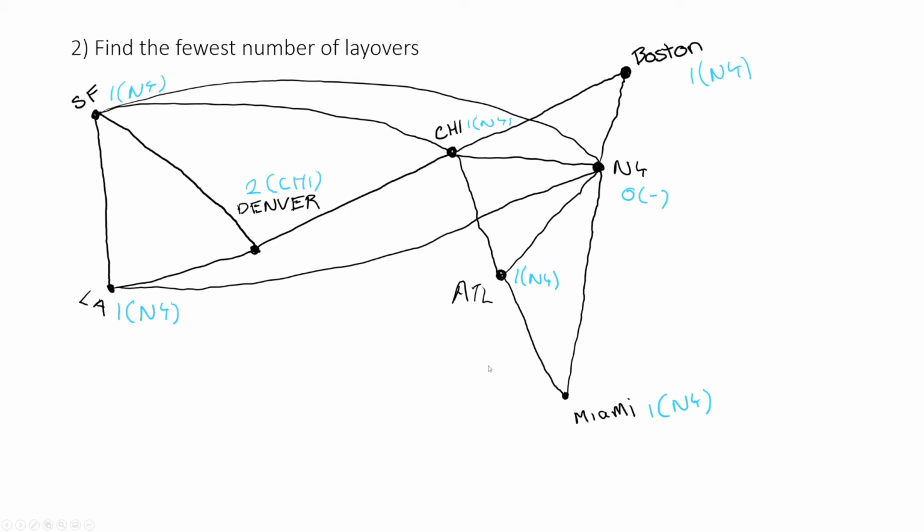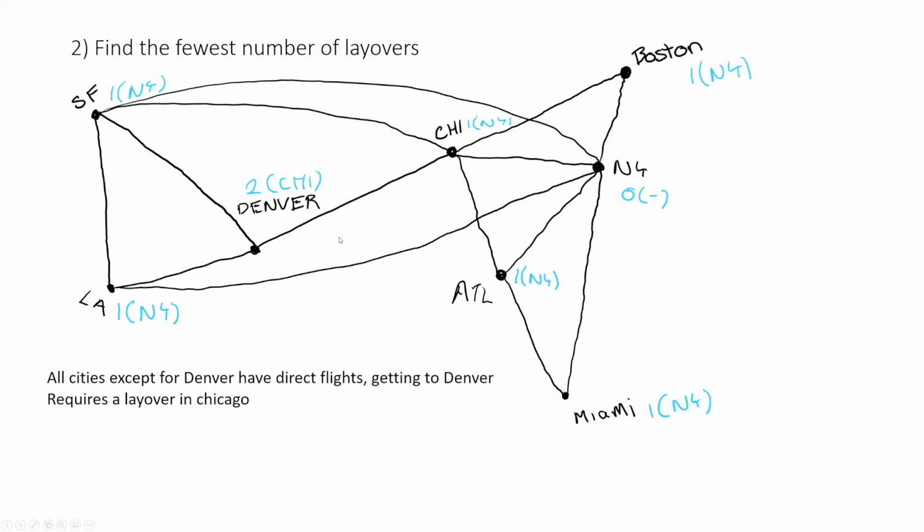And then if we look at the neighbors of, I chose Chicago in this case, its neighbor Denver. It has a bunch of different other neighbors, but we don't have to override them. So you see that Denver has a layover of 2 from Chicago. All these different cities have direct flights, except for Denver. Denver requires a layover, and in this case, we chose Chicago.